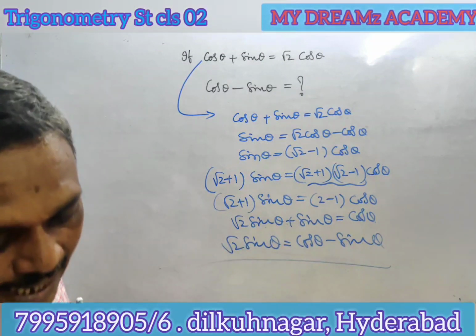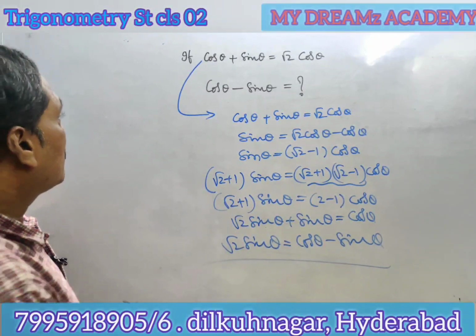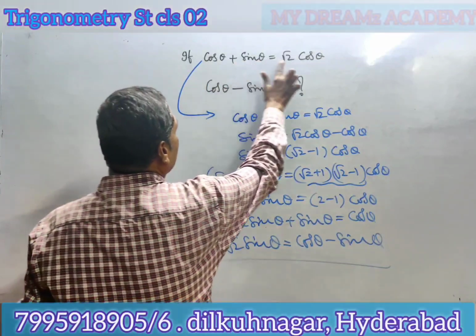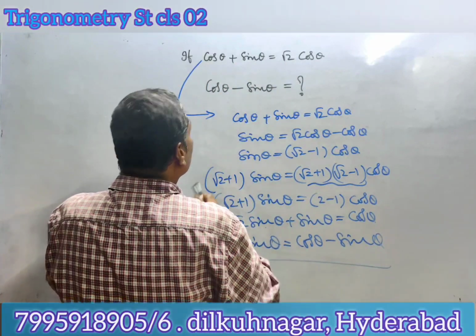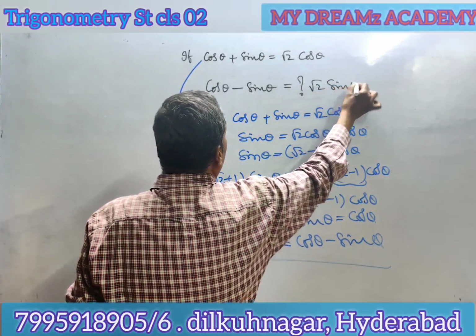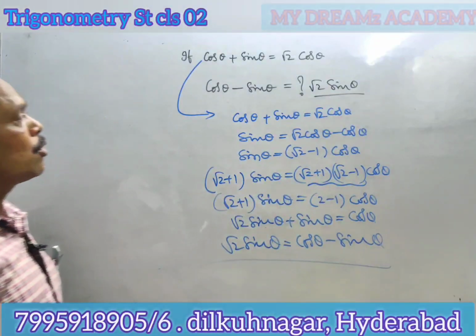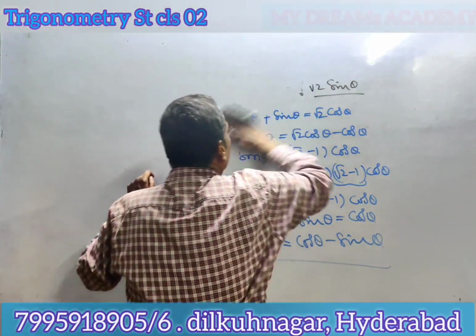You won't get the idea in the regular method. If cos theta plus sin theta is root 2 cos theta, then cos theta minus sin theta is root 2 sin theta. Remember it in this form. Okay. Now see one more.